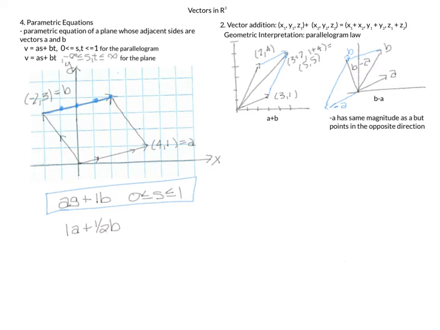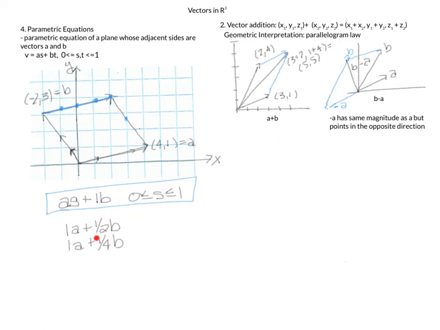We can do something similar with B, so we can add 1/2 B to A. Here is my 1/2 B vector, and I'm going to move it over here to the end of A, and then I'm also going to move my A vector just so it points to the tip, so we can see where the resulting vector would be if we used our parallelogram law.